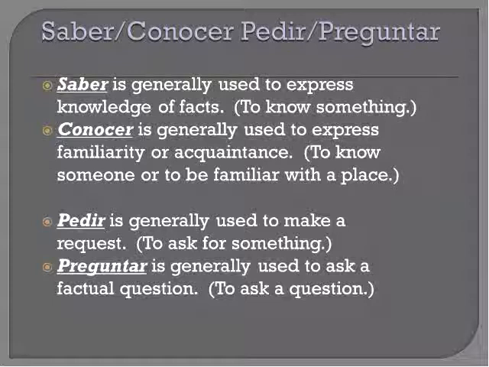Okay. Then we have saber and conocer, pedir and preguntar. Saber is when you know something. Conocer is when you know someone or a place. Okay, you're familiar with someone or a place. Then pedir and preguntar. Pedir is to ask for something. And preguntar is when you're asking a question, like a specific question. Okay, so you guys should know this. This is review. I hope.